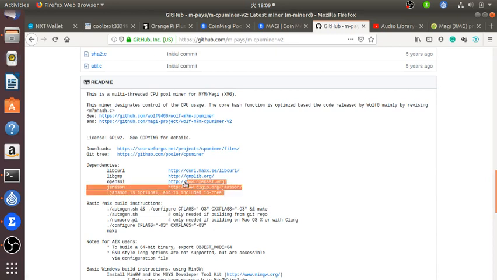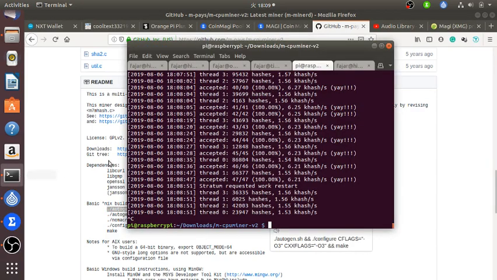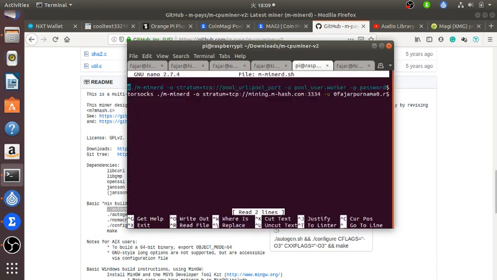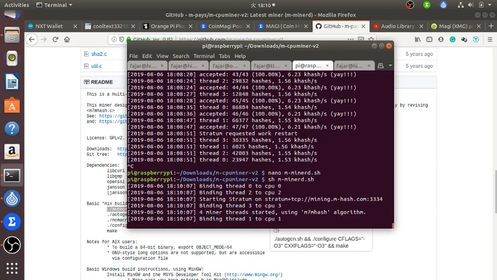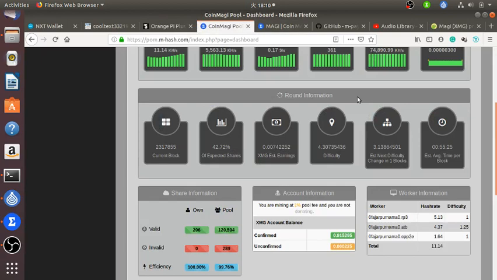As in the previous video, just get the dependencies and then use this one command to compile, and then it's done. After you compile, this is my command to mine: nano mmin-miner.sh. I use Tor socks. You don't need to, but I want to mine through the Tor network for anonymity. And this is the pool, the port, my username, and the password. Then you just need to run sh mmin-miner.sh, and it's mining. It should soon be reflected on the pool.